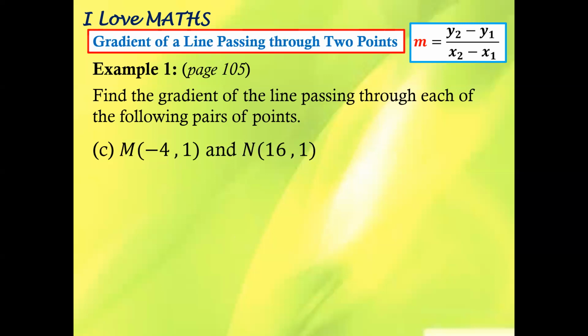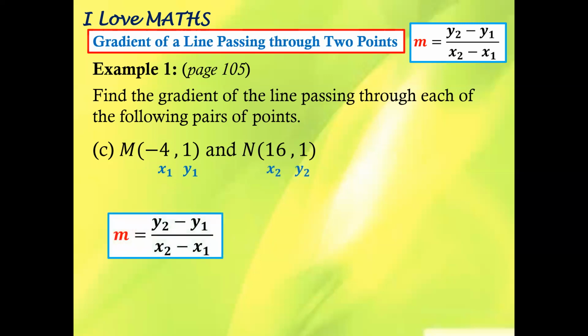Letter C, M(-4, 1) and N(16, 1). Again, let the point M be x sub 1, y sub 1, and let the point N be x sub 2, y sub 2. The formula for the gradient m is equivalent to y sub 2 minus y sub 1 all over x sub 2 minus x sub 1. Then substitute the values. That would be 1 minus 1 all over 16 minus negative 4. And that is 0 over 20, which is simplified as 0.